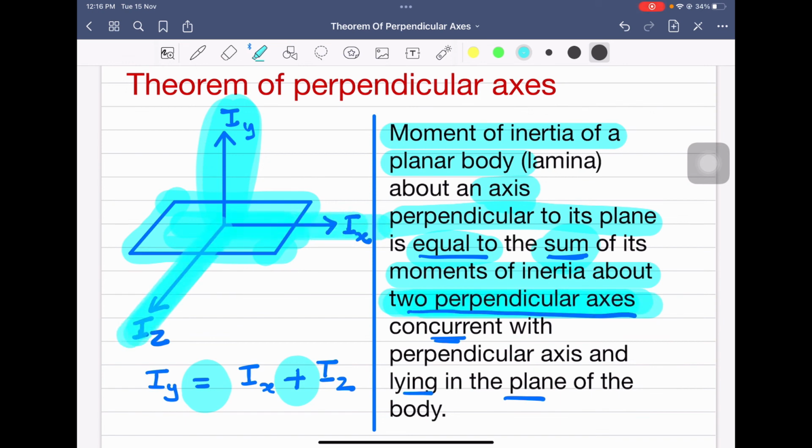Concurrent with the perpendicular axis. Those two should be concurrent with the perpendicular axis, and they should be lying in the plane of the body. These two perpendicular axes should lie in the plane of the body.